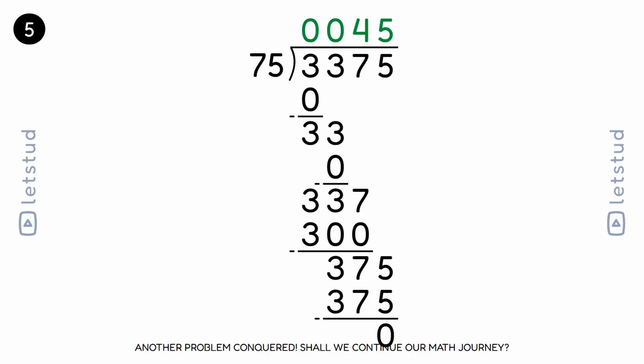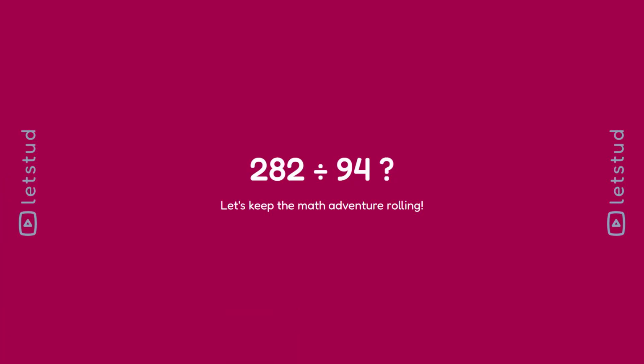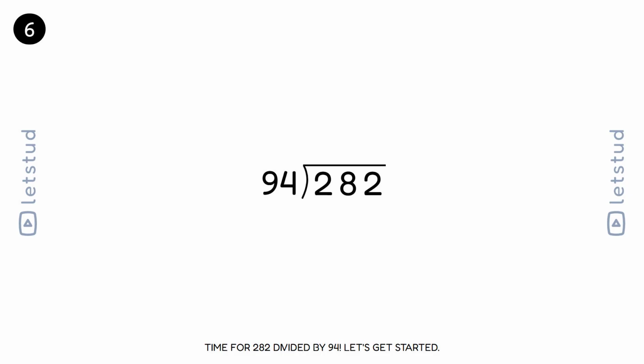Another problem conquered. Shall we continue our math journey? You did it. 3375 divided by 75 is 45. You're a math whiz. Let's keep the math adventure rolling. Time for 282 divided by 94.